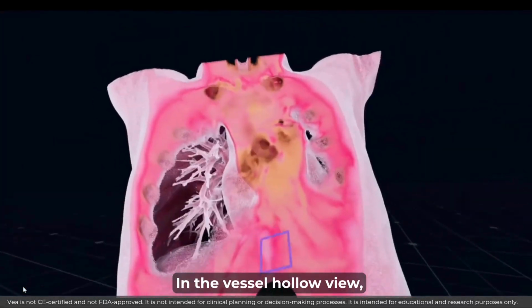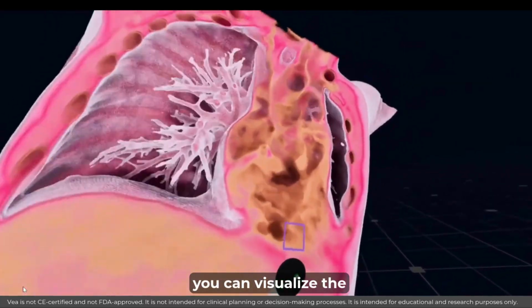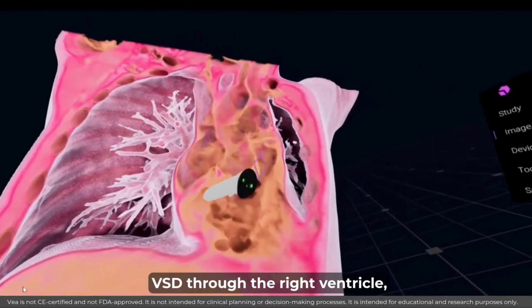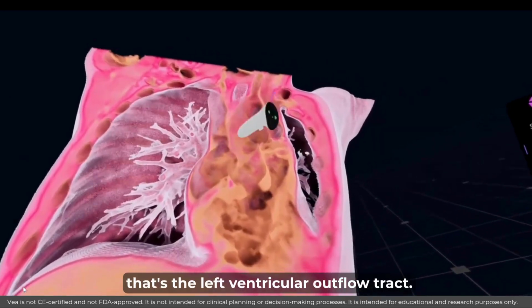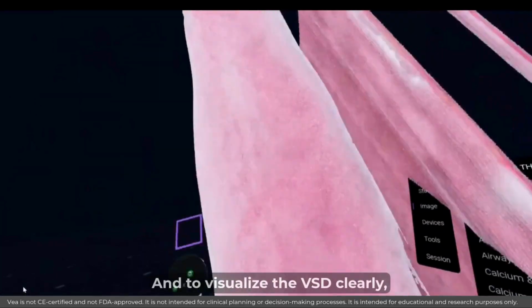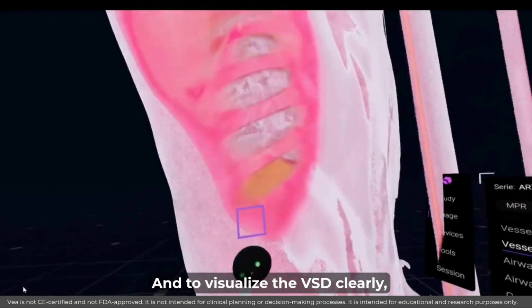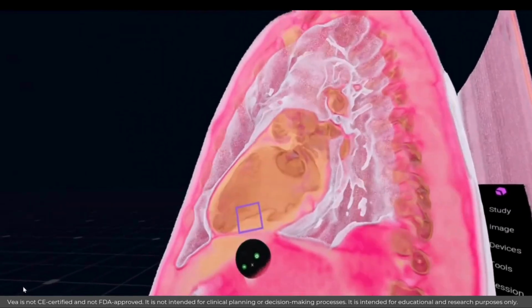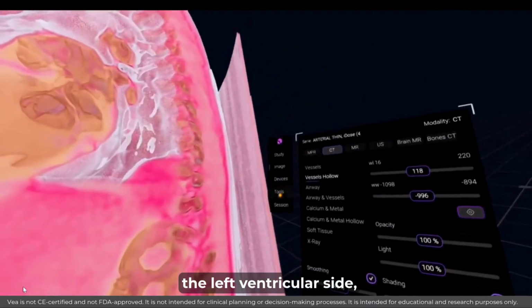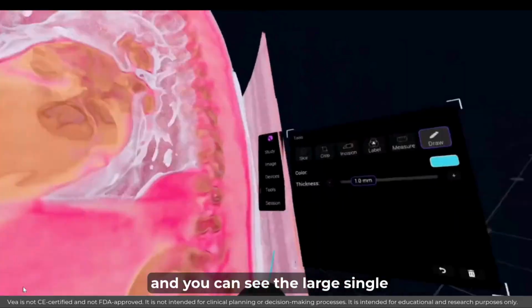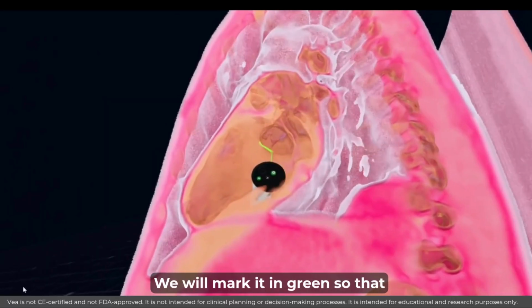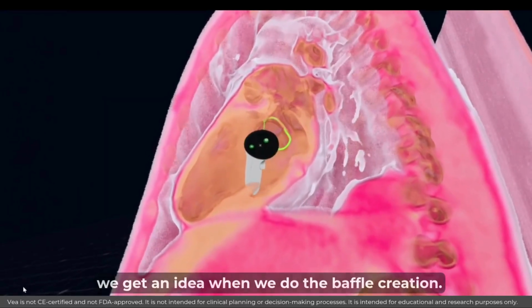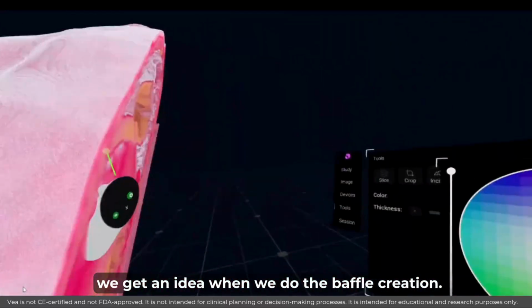In the vessel hollow view, you can visualize the VSD through the right ventricle, and that's the right ventricular outflow tract. That's the left ventricular outflow tract. And to visualize the VSD clearly, we take a look from the left ventricular side, and you can see the large single perimembranous VSD located. We will mark it in green so that we get an idea when we do the baffle creation.